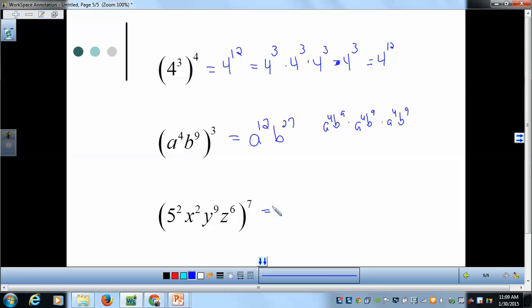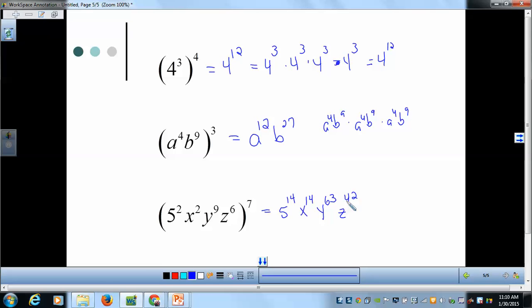So now if we take that and extend it here, notice we have lots of terms here. So you just have to go base by base. So I have 7 groups of 2 5's. So that means I really have 14 5's total. Then I go to base x. Then I have 7 groups of 2 x's, which means I would have 14 x's. Then I go to base y. I have 7 groups of 9, which means I have 63 y's. Then I go to my base z. I have 7 groups of 6, which means I would have 42 z's total. So you just simply go through and work those problems out, just like that.